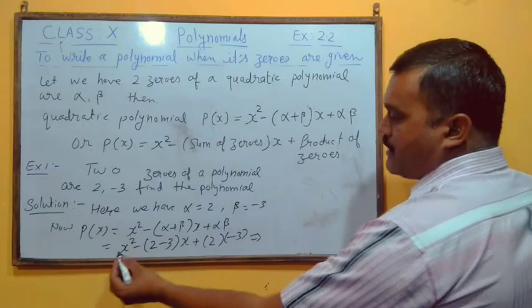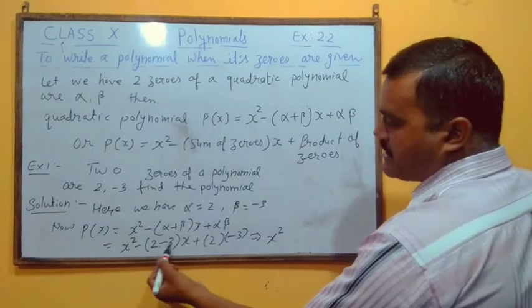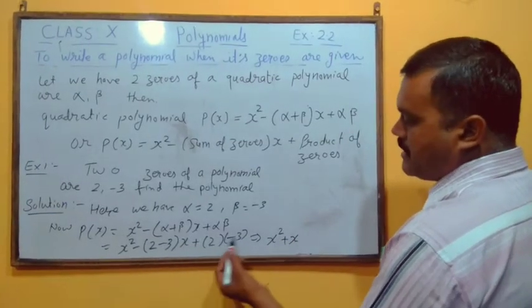So I have x square, this will be minus 1 and minus is outside, so it will be plus x, and 2 threes are 6.